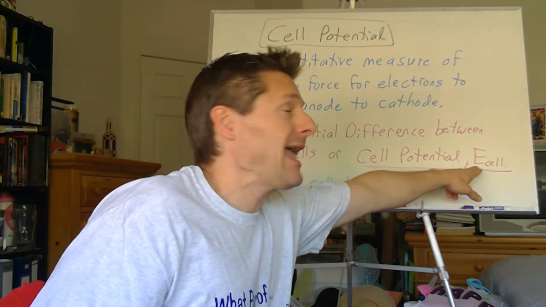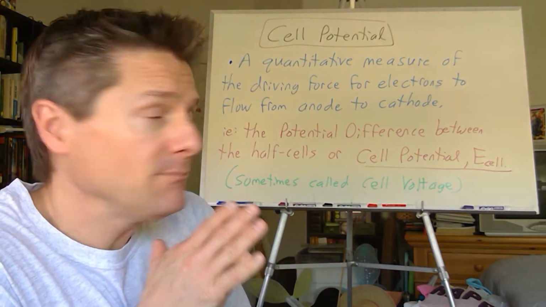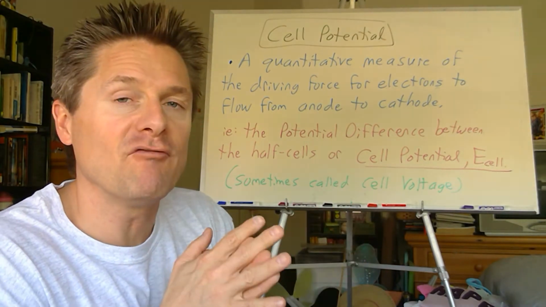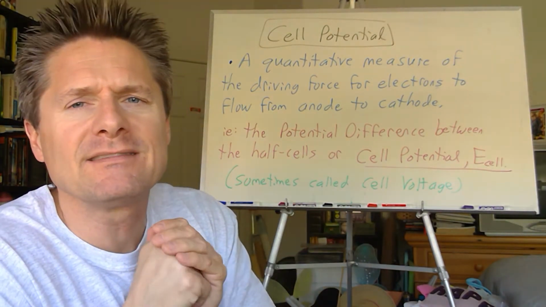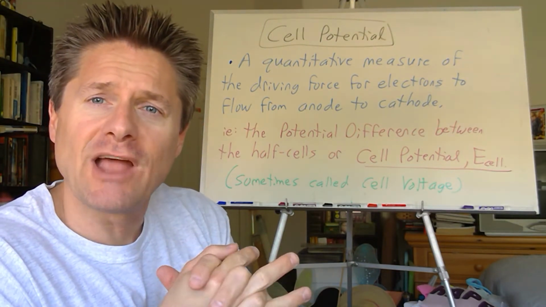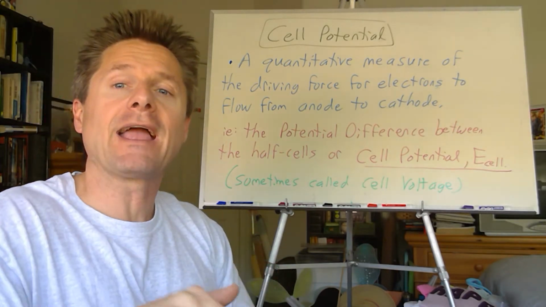We call that capital E sub cell. So that's going to be the cell potential. A lot of people call that the cell voltage because we measure it in volts. What I'm going to do is talk about the units on the next board, and then standard versus non-standard conditions, and then we'll do another video specifically for that kind of stuff.